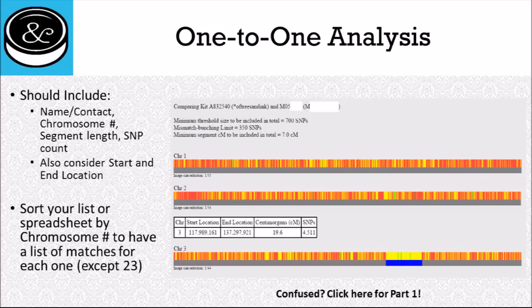You want to have a column for name. You want to have one for probably contact information, the chromosome number that you matched the person on, the segment length, and a column for the SNP count, and you want to be keeping track of all that information. Set each one of those things up in a different column in an Excel spreadsheet, and just start plugging in all of that information for all of your different matches.